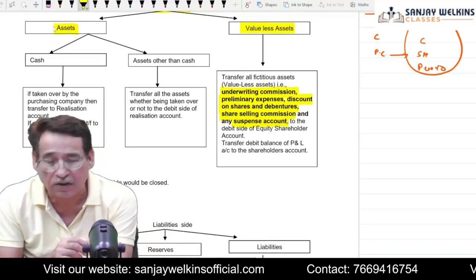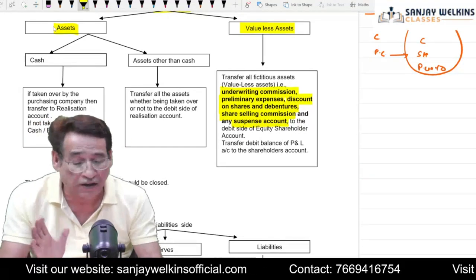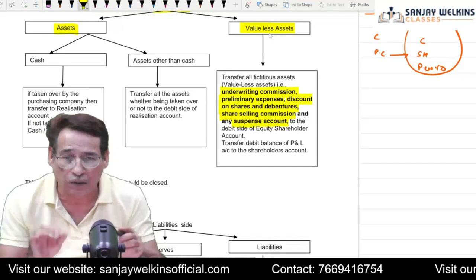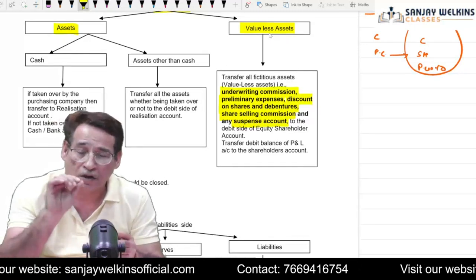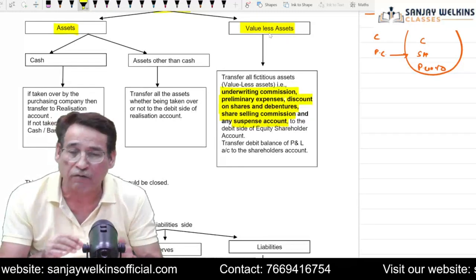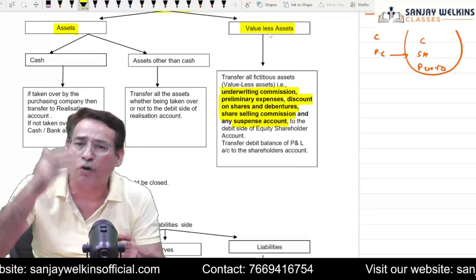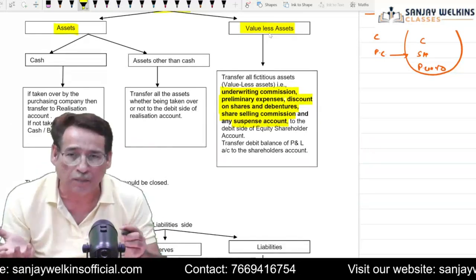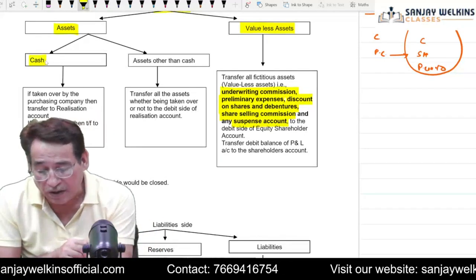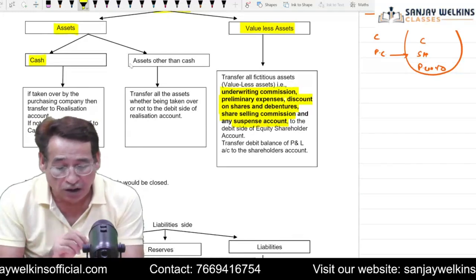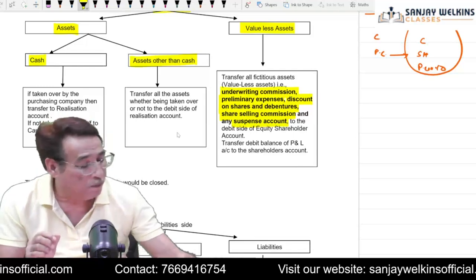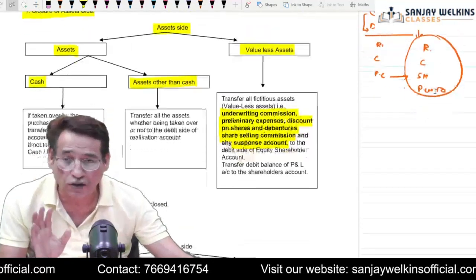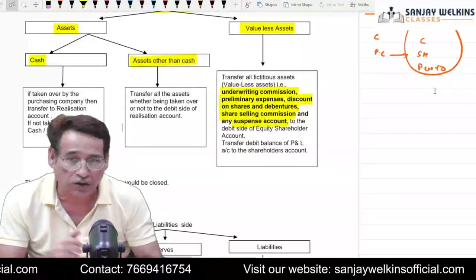Besides that, all other items besides valueless items are nothing but assets. As per accounting framework, what do we mean by asset? Asset means a resource which is controlled by an enterprise and which is capable of fetching returns for a prolonged period of time. That is what we mean by asset. Now, asset can be segregated into two parts, cash and assets other than cash. Correct?